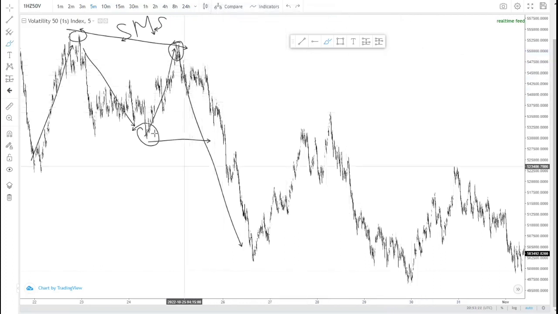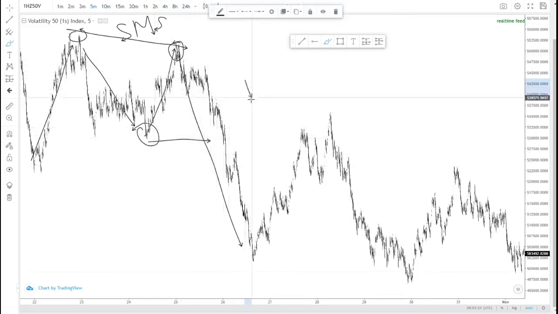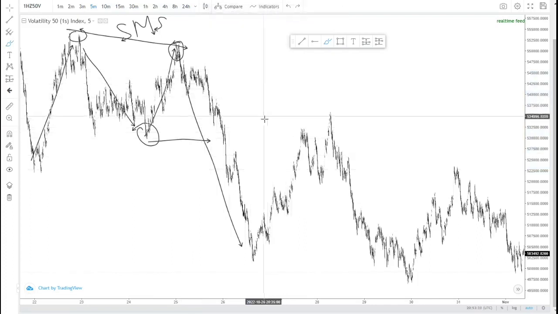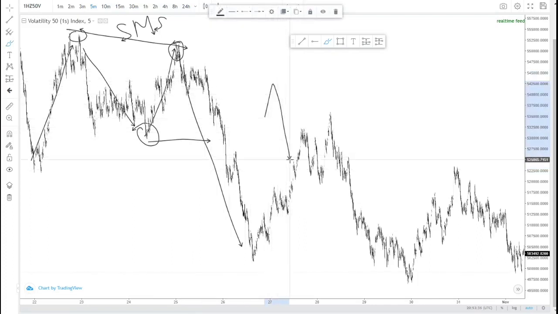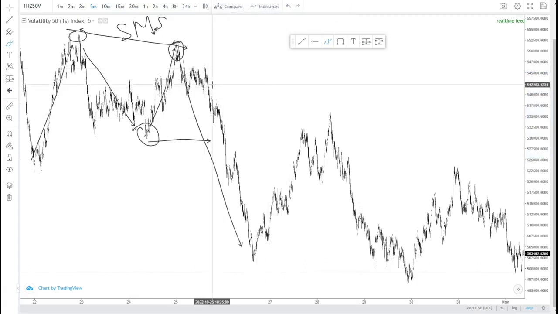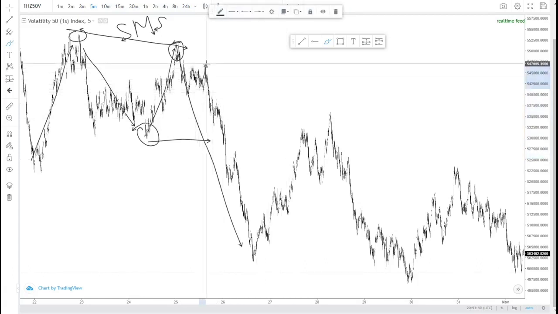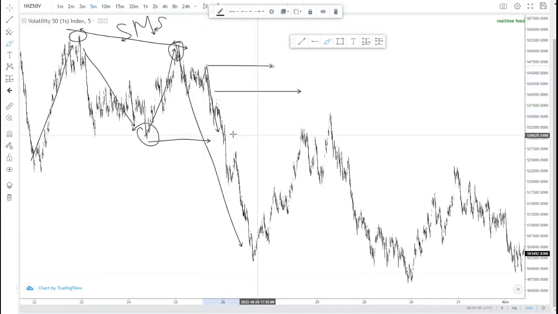Now, from here, we need to see the last up move before the down move started. As you can see, we have different prices. Here price went up and then came down. So this is an S&D zone.